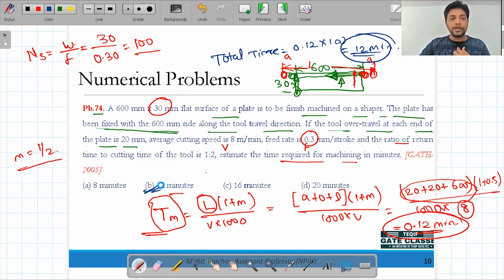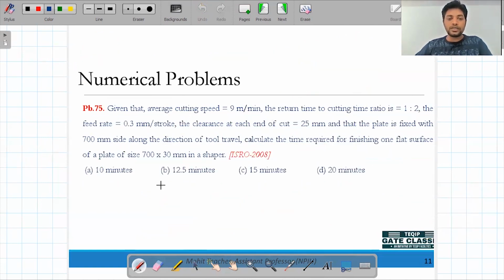देखिए next जो problem है 75 that asked in ISRO 2008. So that is similar problem basically what we have done in the previous one, that has the same problem. Okay, so I am giving you this as homework.